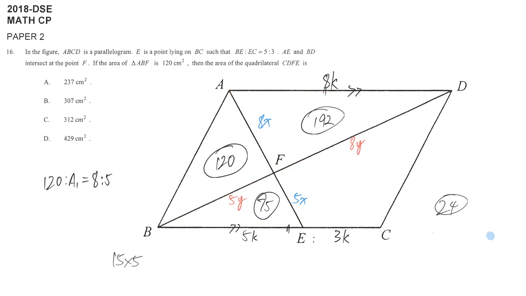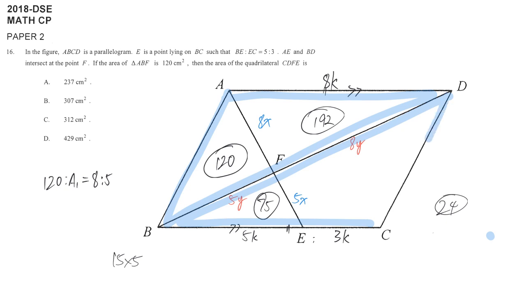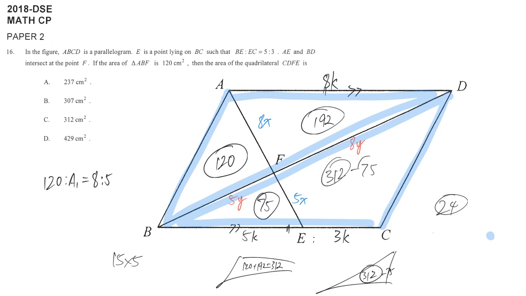It's because this triangle and this triangle are the same. So this triangle is 120 plus 192, which is equal to 312. Then this is 312, and then deduct 75. This is 312 minus 75, minus the left-hand side part. So the answer is 237. The answer is A.